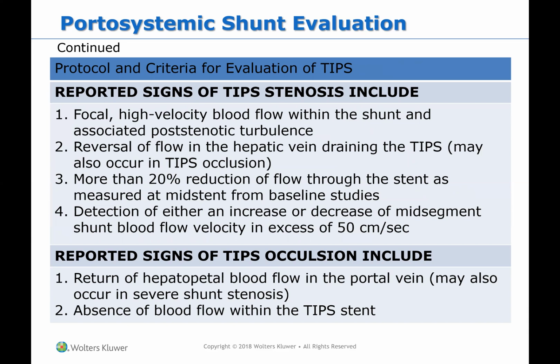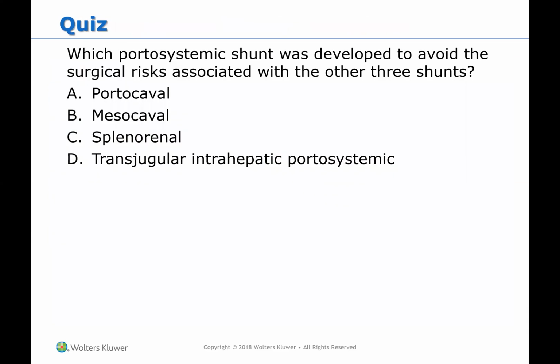So I'm not going to go over every single one of these, but these are just more protocol and criteria for evaluation in TIPS. Which portosystemic shunt was developed to avoid the surgical risks associated with other shunts? If you answered transjugular intrahepatic portosystemic shunt, you are correct.